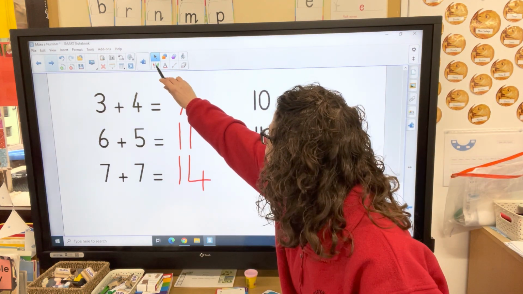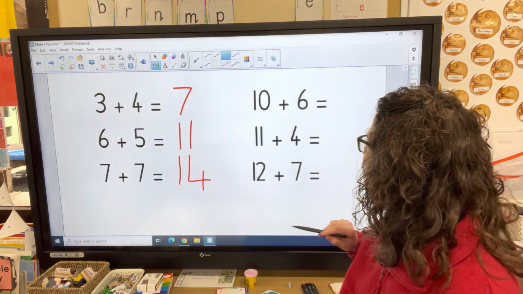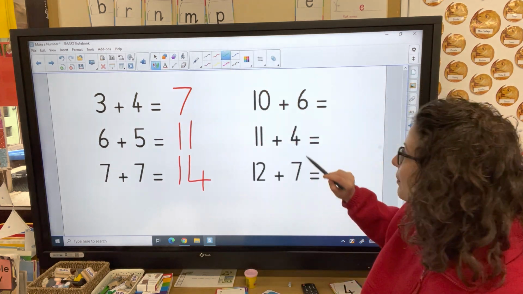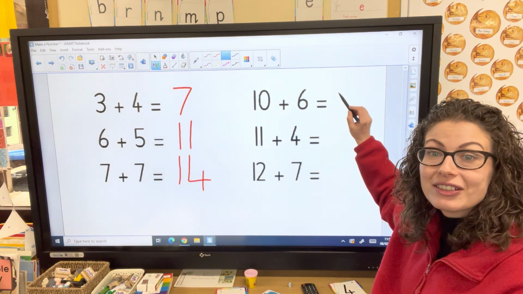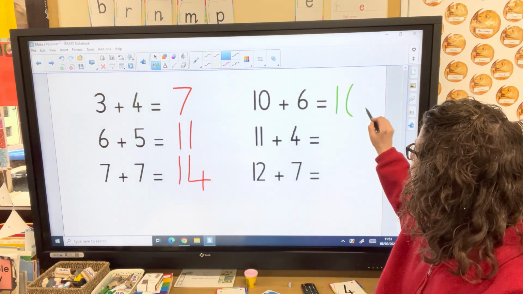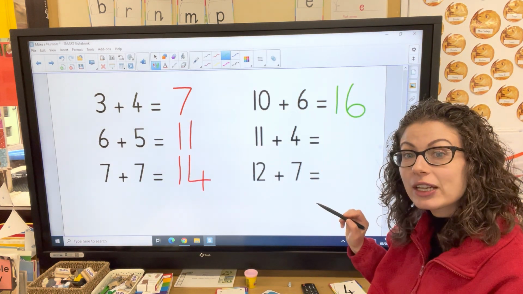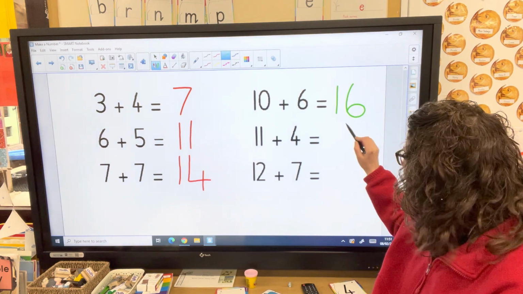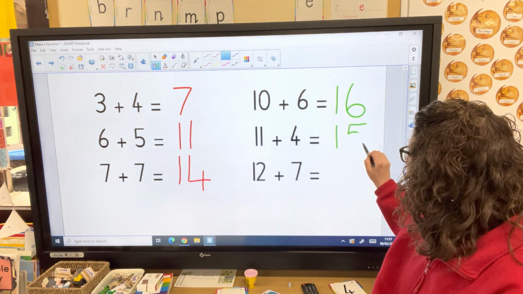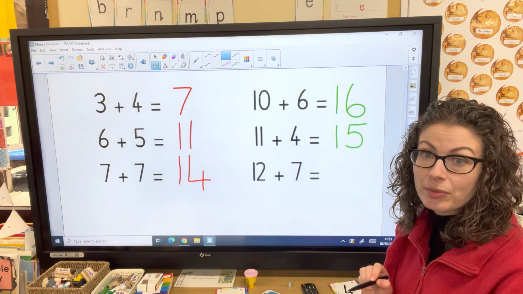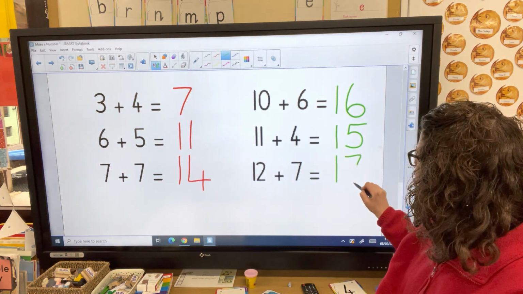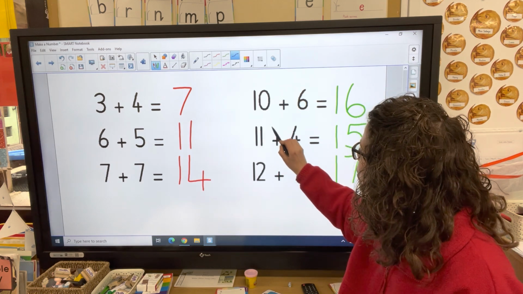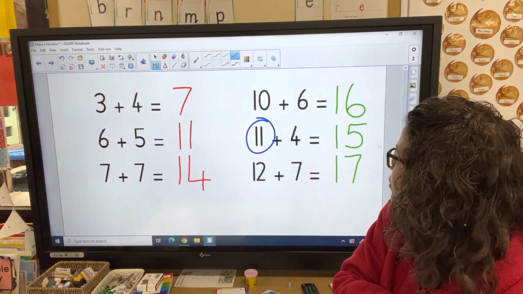Okay, welcome back. Let's change my colour. Let's go for a nice green, hopefully. Okay, let's see what you got. 10 plus 6 equals 16. Fabulous. 11 plus 4 equals 15. And 12 plus 7, this was a big one. 12 plus 7 equals 17.